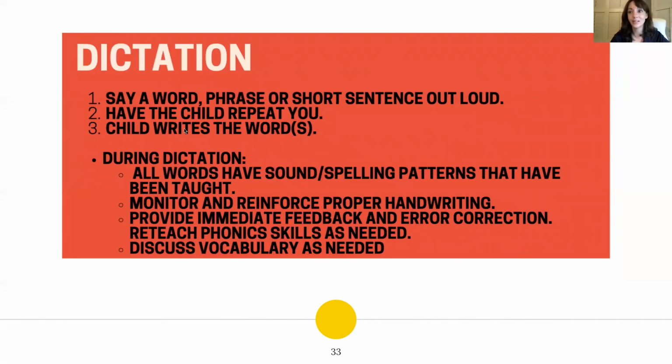And then we get into dictation. So we've read the words, we've manipulated the words through some kind of chaining or something, and now we're getting into dictation. This is the spelling. And what you really want to shoot for is teaching spelling with reading. And this is a really great way to bring spelling as well as handwriting into your reading lesson. So say the word or phrase or the short sentence, say that out loud, have the child repeat you, and then they write it down.